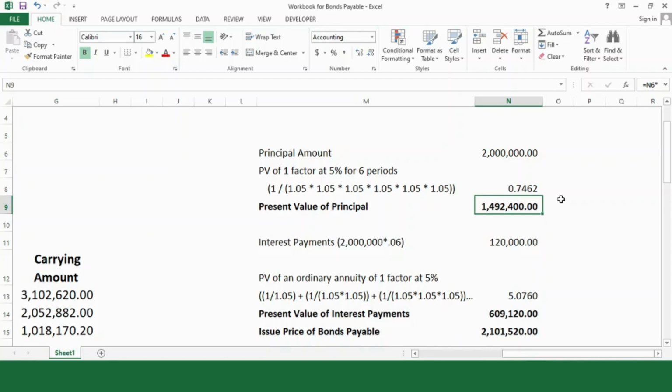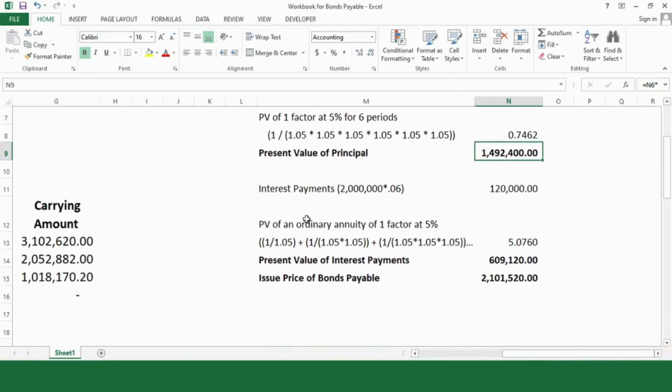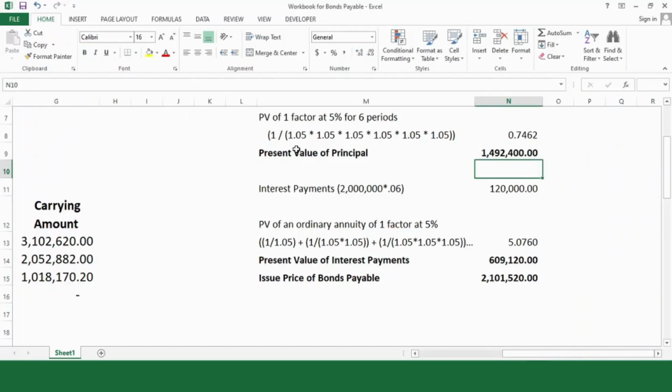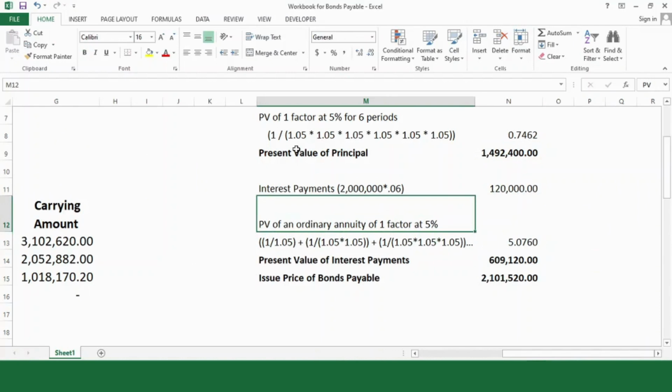Kulang pa tayo. We will need to get the present value of the interest payment. The interest payment is the nominal rate times the face amount of the bonds. Given na 2 million ang face amount, times 12 percent supposedly, di ba? Pero since semi-annual ang pagbayad ng interest, we will not use 12%. Kalahati lang yan, 6%. So 2 million times 6%, that is 120,000. Use again the 5% as the rate in getting the present value factor.